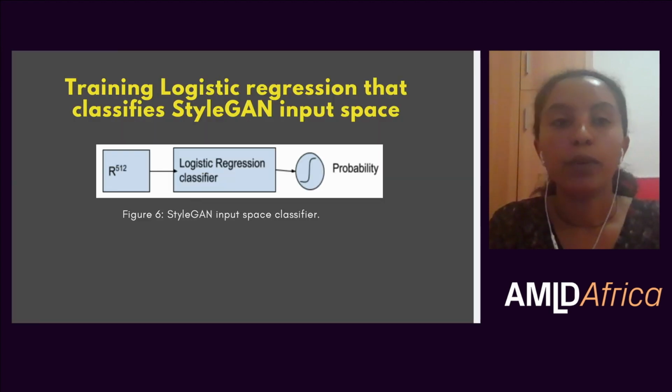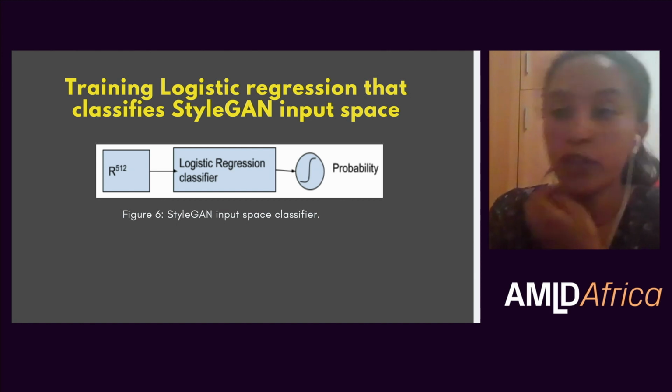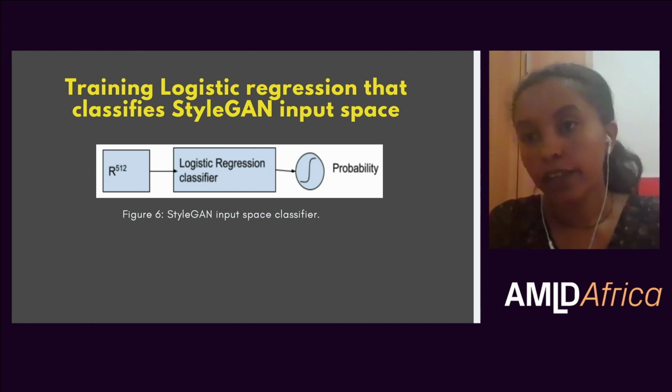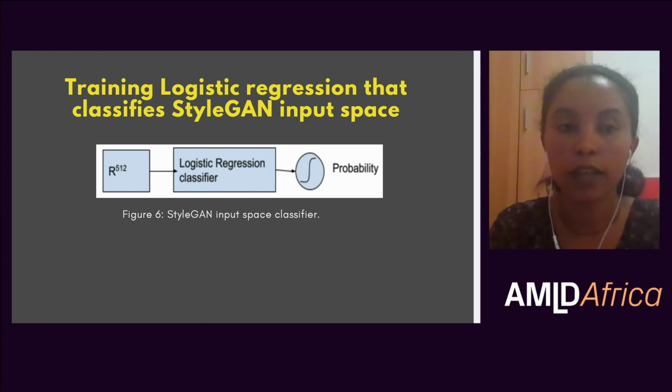The third step was training the logistic regression that classifies the StyleGAN input space. As I have mentioned earlier, the StyleGAN model enables manipulation of the image generation. The factors of variation are disentangled, which means moving a small distance in a certain direction changes only a specific feature or a small set of features. We have actually proved this in our work while generating images for some race.